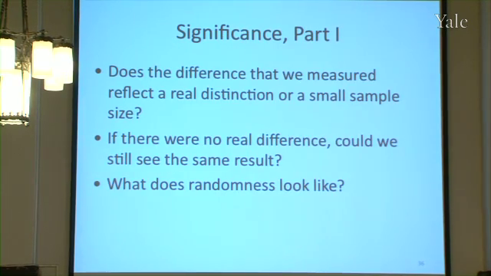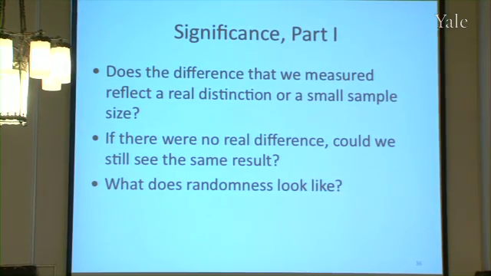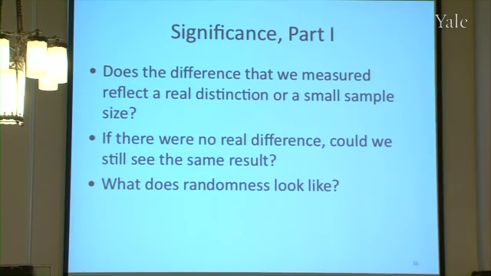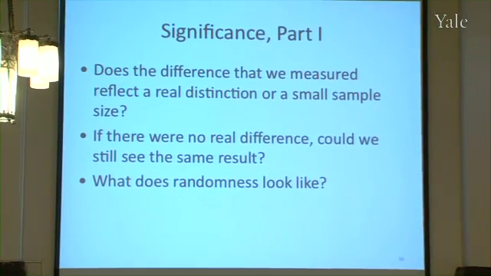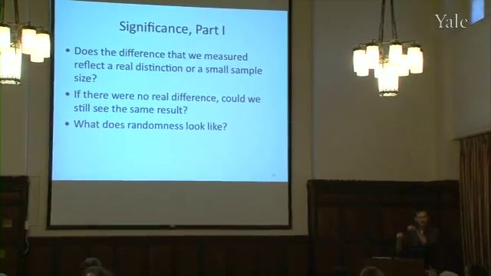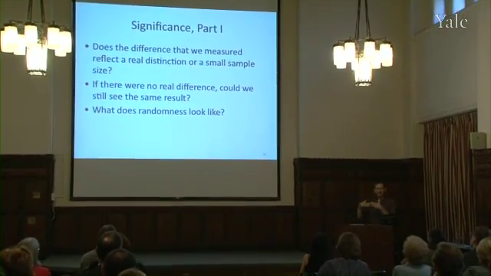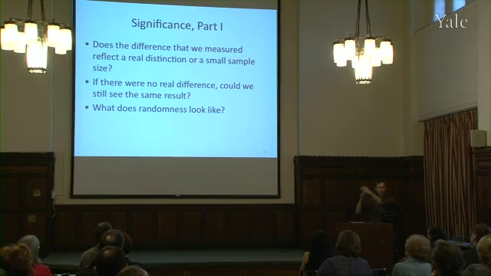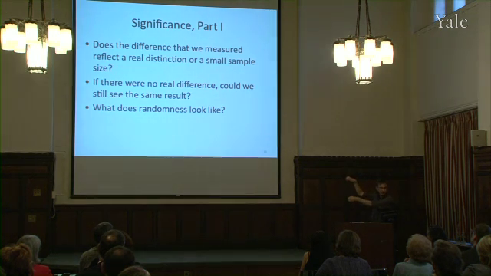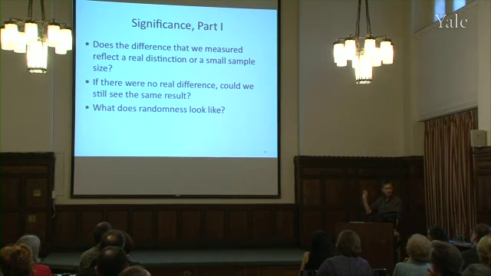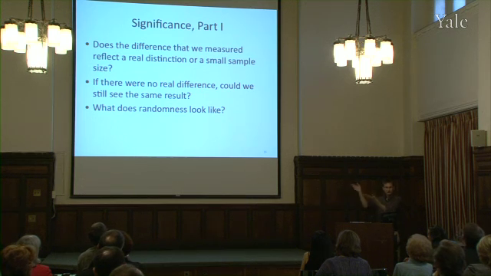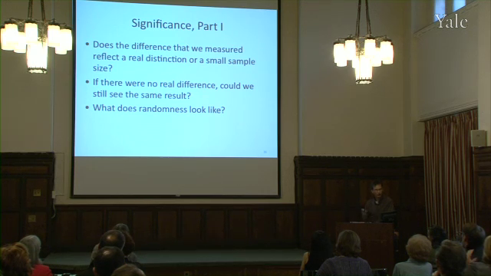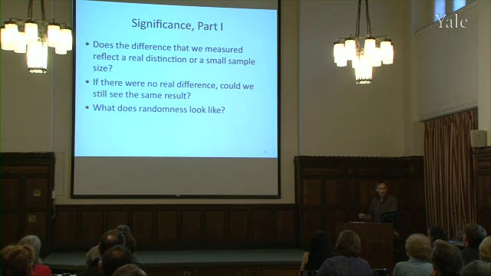All right, the first question that we have is, are these results meaningful? And here are 3 ways to ask the same question. Does the difference that we measured reflect a real distinction between male and female authors, or is it just an artifact of a small sample size? We're calculating numbers. I scaled it so that one was on the bottom and one was on the top. Is that a real distinction, or is it just that they happen to be one way or another? If there were no real difference, what is the probability that we would see a result that had as big a difference as that? That's basically the same question.